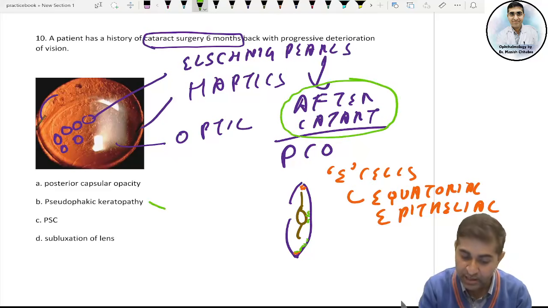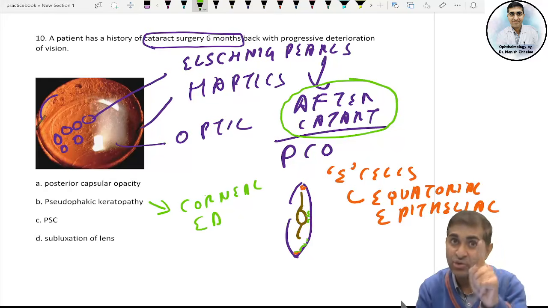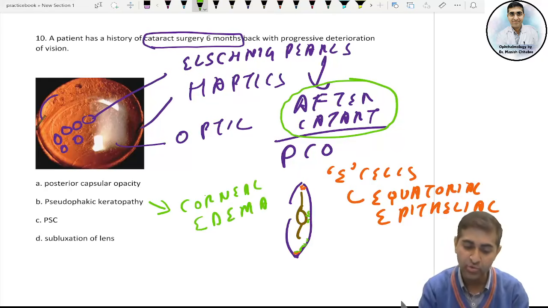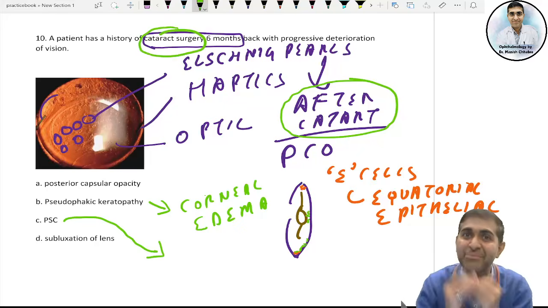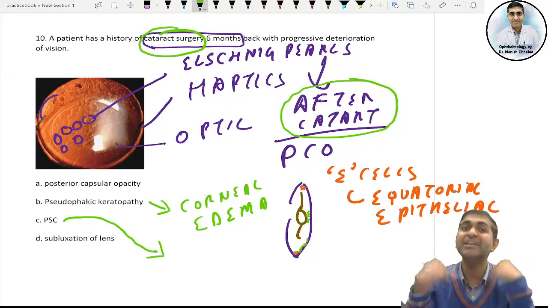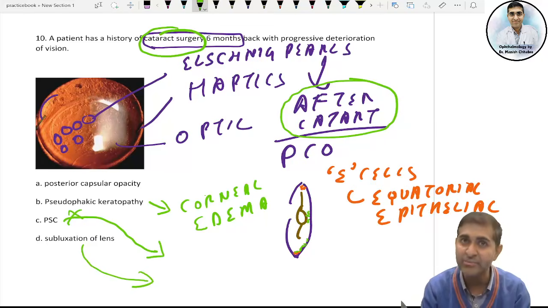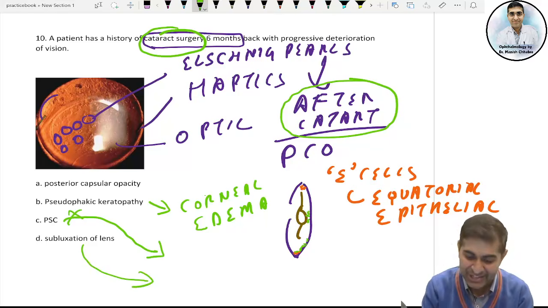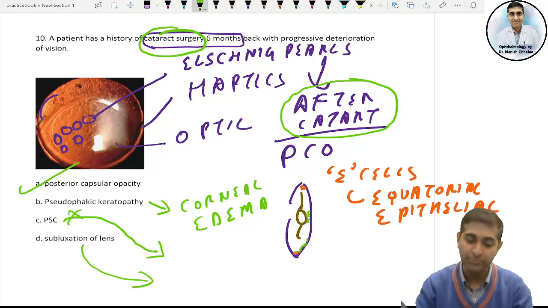If there is pseudophakic keratopathy, there must be corneal edema. In pseudophakic keratopathy there is damage to the endothelium layer of the cornea, which can lead to corneal edema. PSC is posterior subcapsular cataract, but the cataract surgery has already taken place, so how can it happen? It happens in the natural lens, so this is a very vague option. Subluxation of the lens? Why subluxation? The lens is at its place, there is no movement of the lens. So A is the answer, posterior capsular opacity.